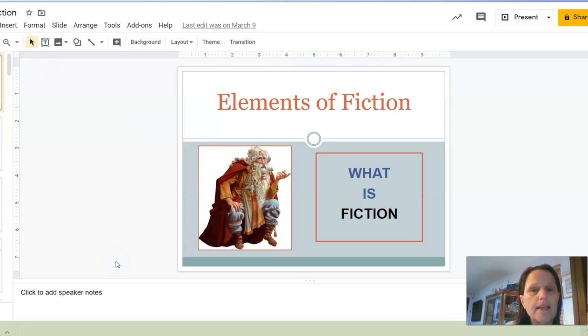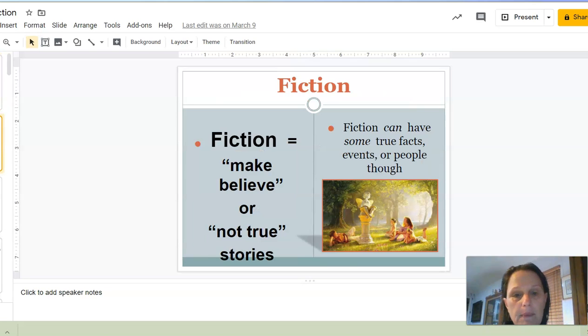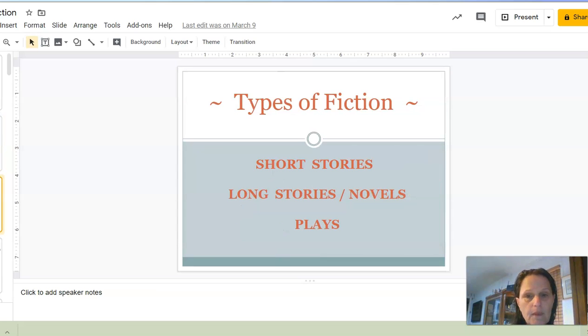We know what fiction is. We remember that when we talk about fiction, the letter F stands for fake or false. So we know that fiction is a story that is not true. It's made up. So that is the first part of fiction we need to remember. Fiction means make believe, or not true stories, okay? Fiction can have some true facts, events, or people, though. Remember, we call some of that historical fiction, where some of the things in the story were true, but most of the story was not true. It was made up.